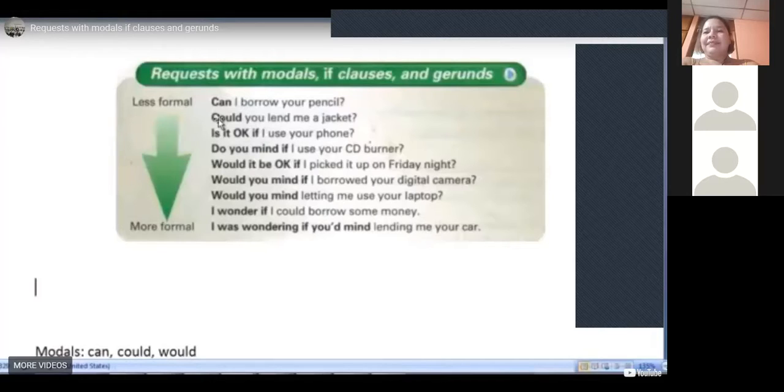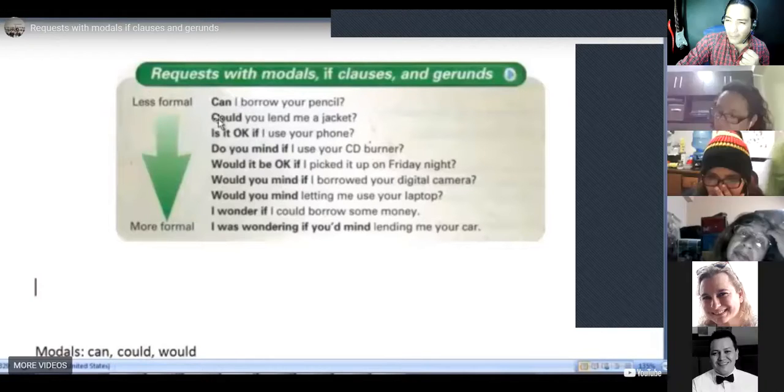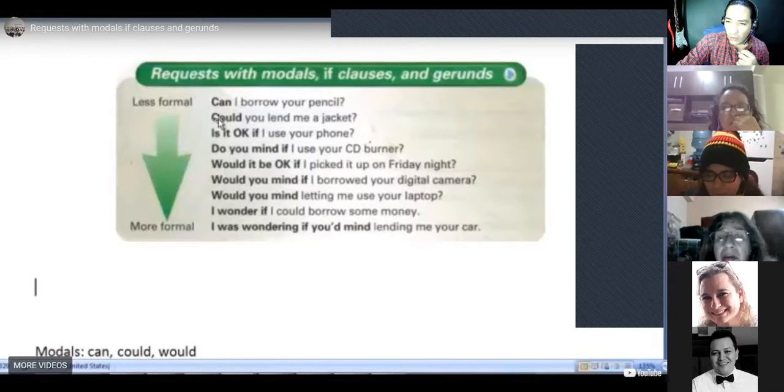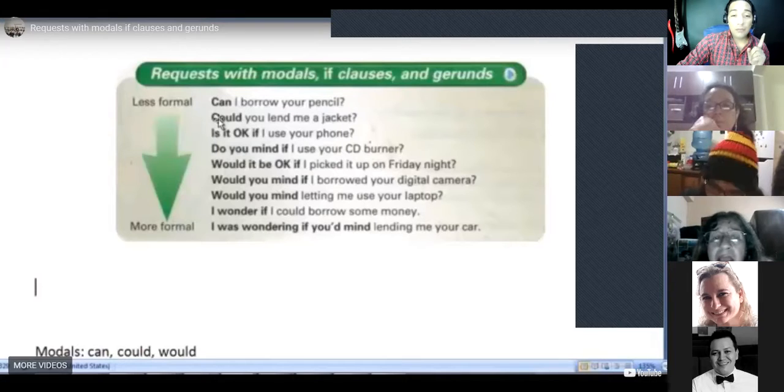Would you mind if... Would you mind if I dance with your brother? I'm sorry, Vadi? Would you mind if I dance with your brother? Good. Dance. Good example. Okay. Madeline, next example. Would you mind if I use your computer? Your computer. Good. Now, Madeline, let's go with the next example. Would you mind letting me use your laptop?